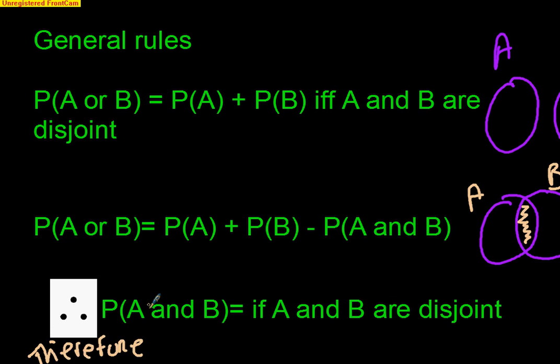P of A and B equals something if A and B are disjoint. What's the probability of the stuff in the middle here? I'll give you a second to do some thinking, and then I'll give you the answer. The probability that you're going to get something in the middle is 0. So the probability of A and B, if A and B are disjoint, is 0. Why? Because there ain't nothing here.